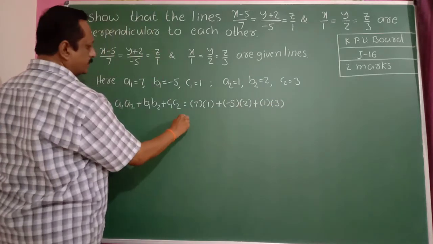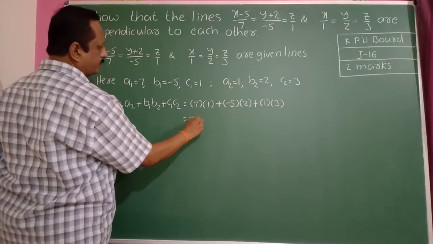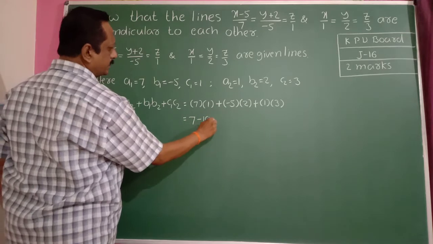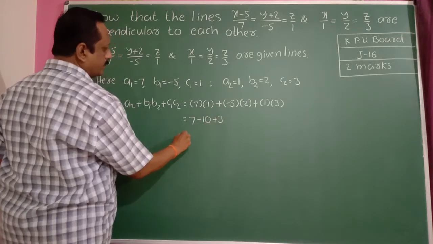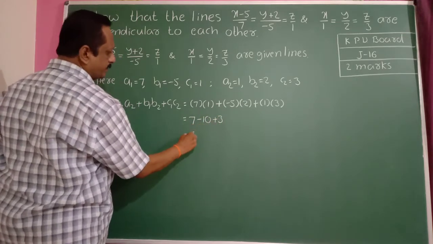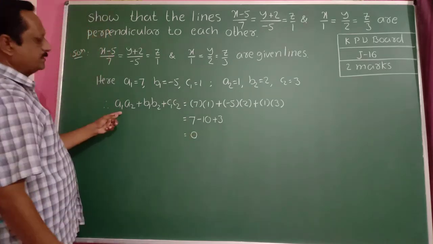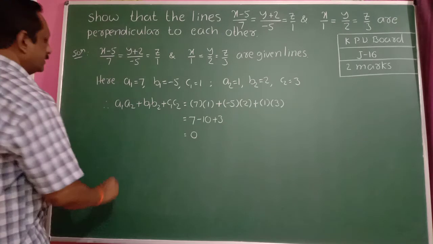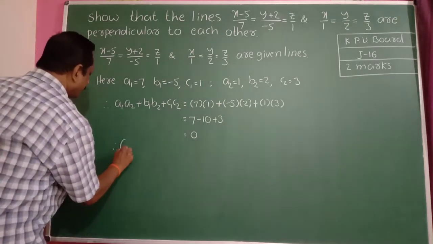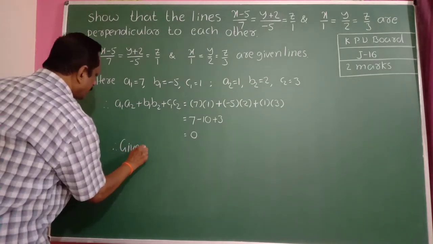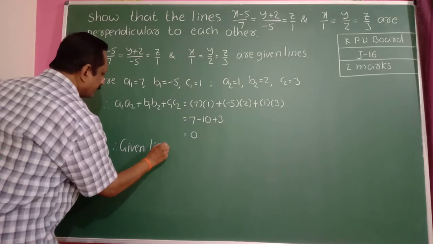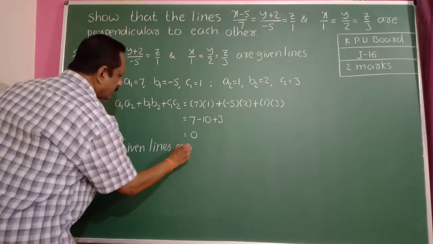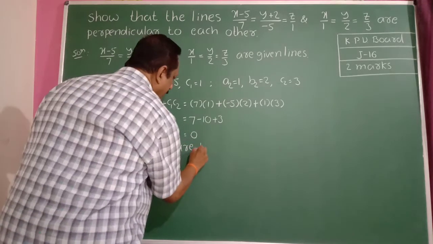Okay. Therefore 7 ones are 7, 5 twos are 10, minus 10, 3 ones are 3. 7 plus 3 is 10, minus 10 becomes 0. Hence this condition is satisfied. Therefore the given lines are perpendicular to each other.